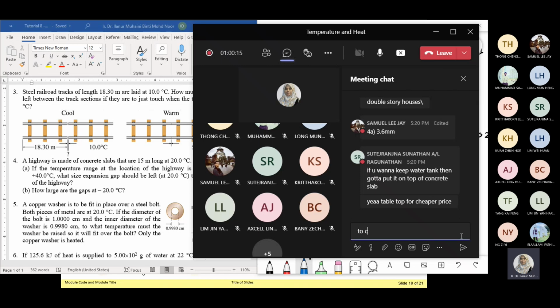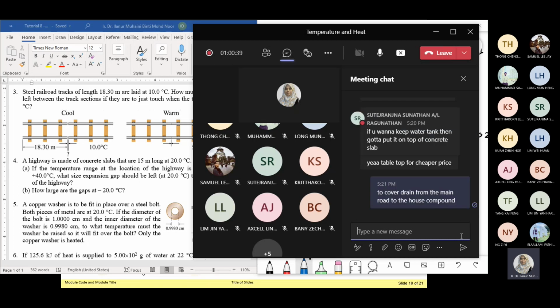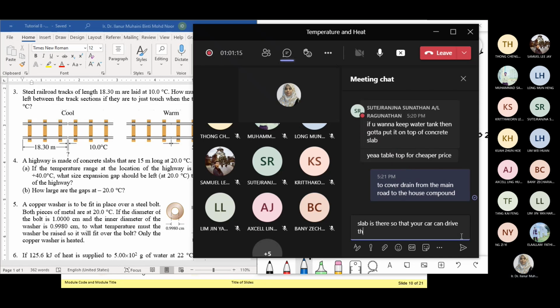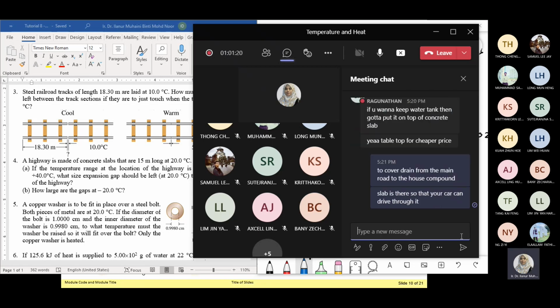So also to cover the rain from the main road to the house compound. Okay, bungalow house or link house, they have a house compound, right? So from the main road got a drain, then only your house compound. So the slab is there so that your car can drive through it. Okay, because there is a drain, right?